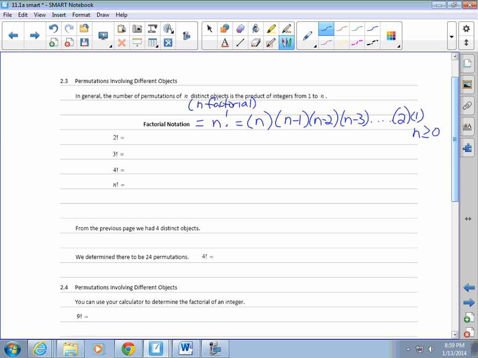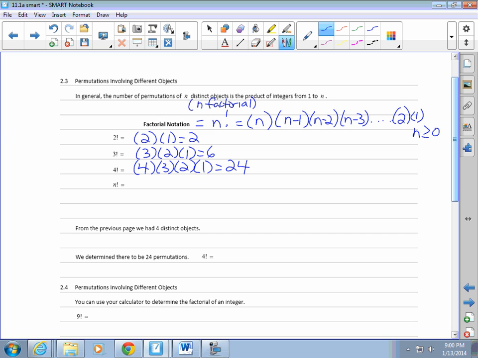So if it was 2 factorial, then to write this out or expand it, I would have 2 times 1, so that's just 2. 3 factorial would be 3 times 2 times 1, which is 6. 4 factorial is 4 times 3 times 2 times 1, which is 24.